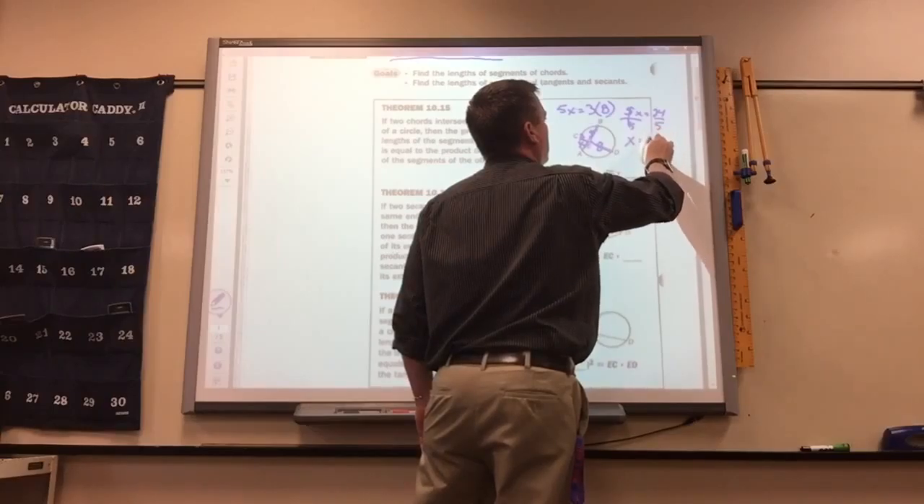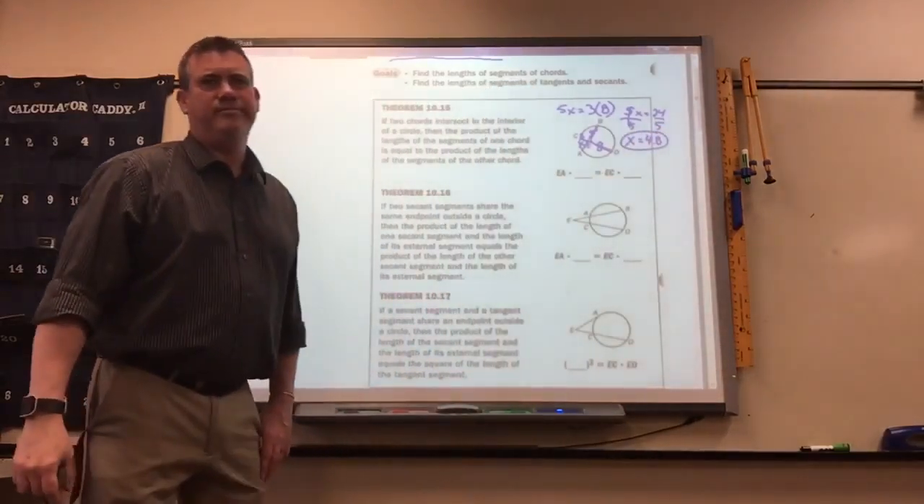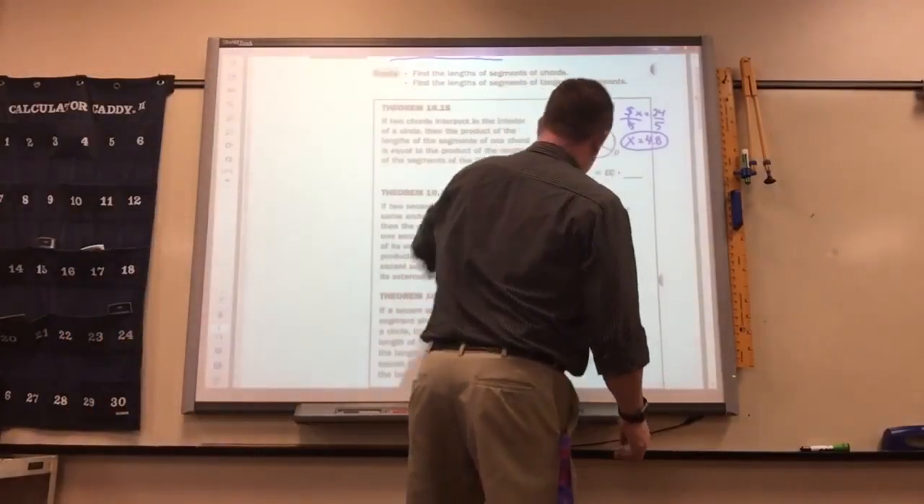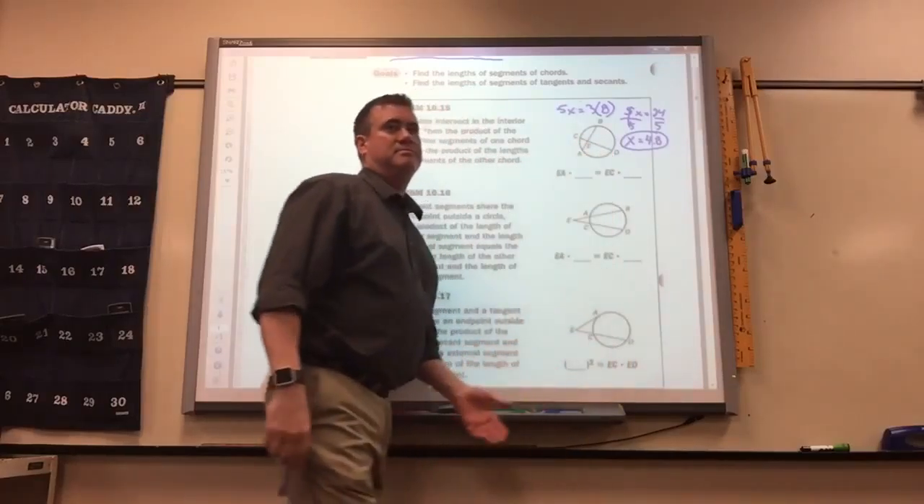So you get 4.8. Okay? So when it's two chords, it's the piece times the piece equals the piece times the piece.